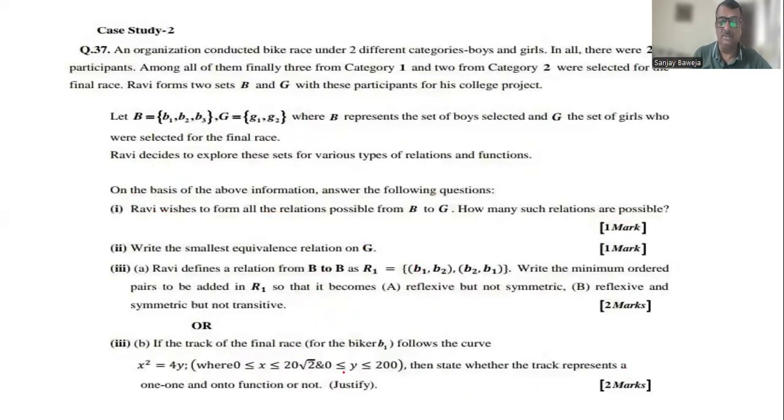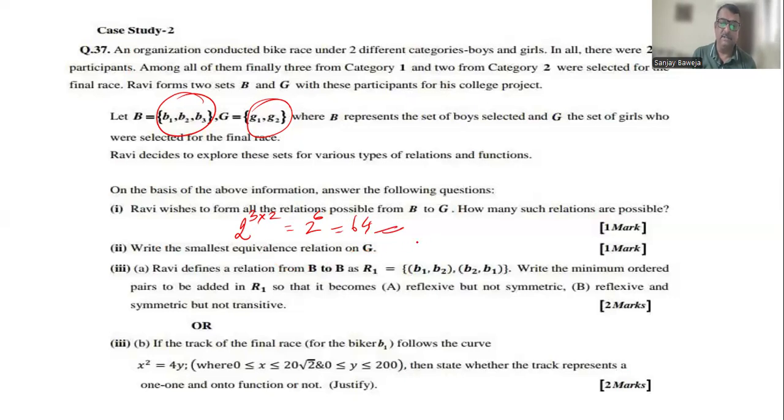It is a question based on relations and functions. Straightforward question, nothing special, nothing more technical. First part: Ravi wishes to form all relations possible from B to G. How many such relations are possible? You know, the number of relations is 2 raised to the power P into Q, where P is the number of elements in the first set and Q is the number of elements in the second set. In this case, there are 3 elements in B and 2 elements in G. So 2 raised to the power 3 into 2, that will give you the number of relations. 2 raised to the power 6 means 64 relations are possible.